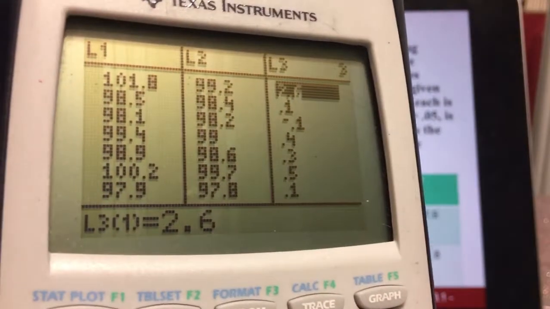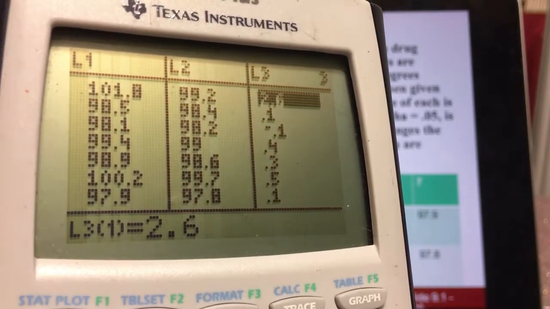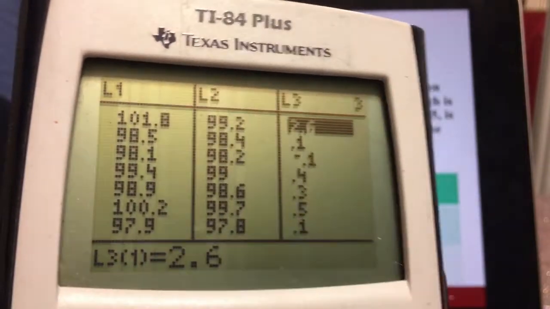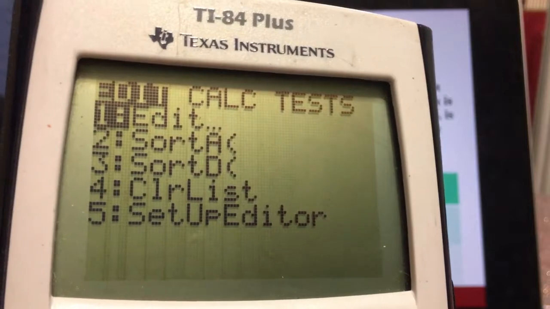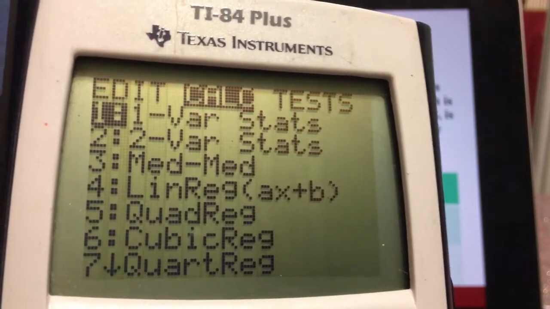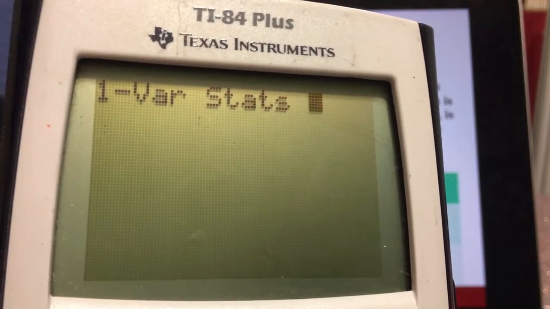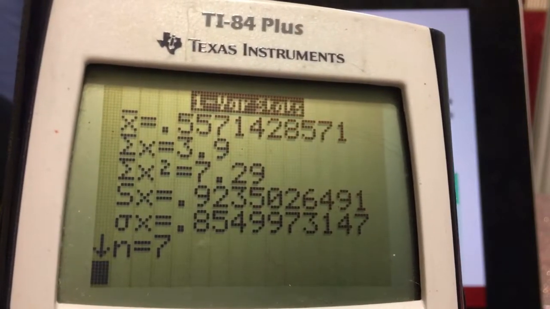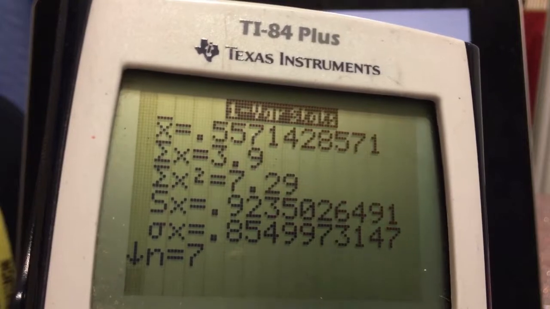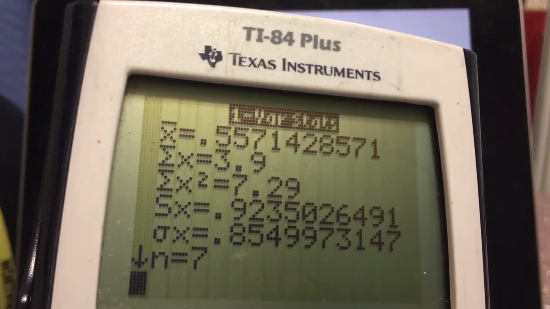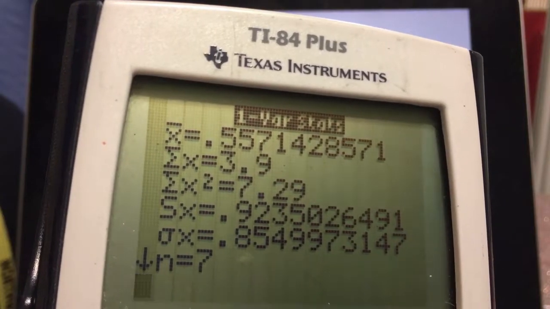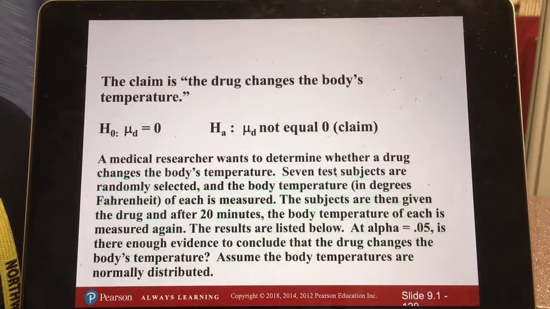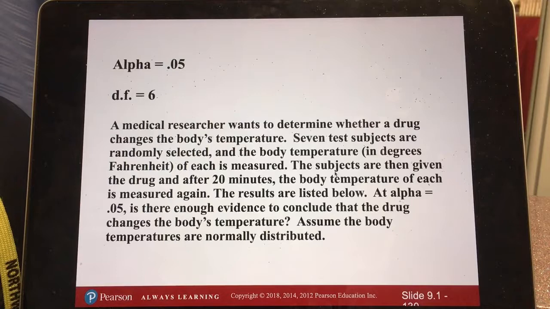Okay, so I've entered in my L1, my L2, and my L3 as the difference between them. So I've gotten those all calculated out. And now I'm going to go to my one variable stat. So I'm going to hit stat and calculate and one variable stat. But instead of hitting it again and doing L1, I'm going to do second 3 to do L3. And then when I do my one variable stat, I get X bar is 0.557. And the standard deviation of that is going to be 0.9235. So let's go over here to our screen and click down and see if we got the same thing that they did.